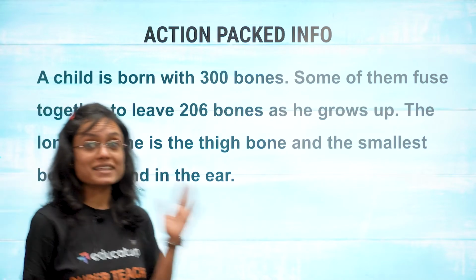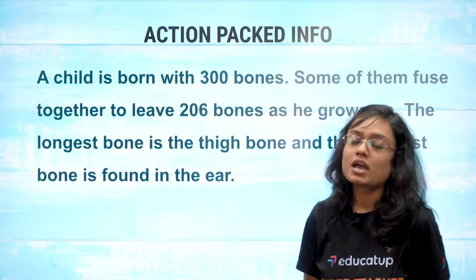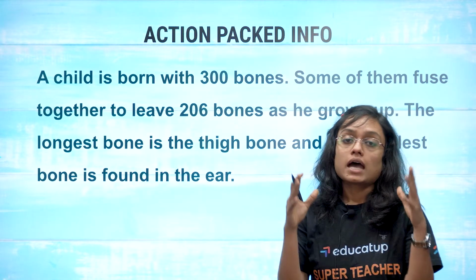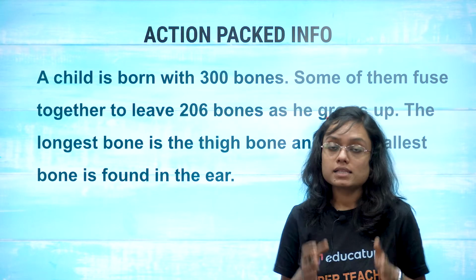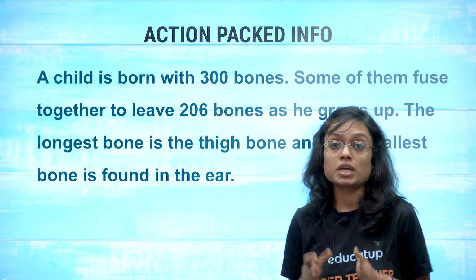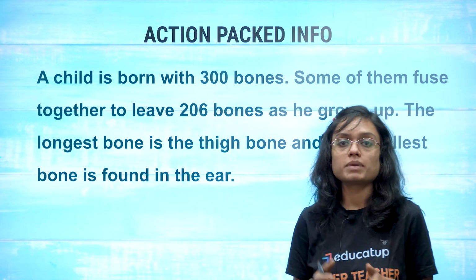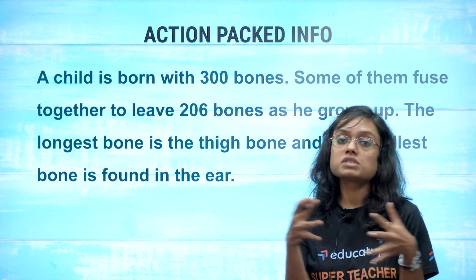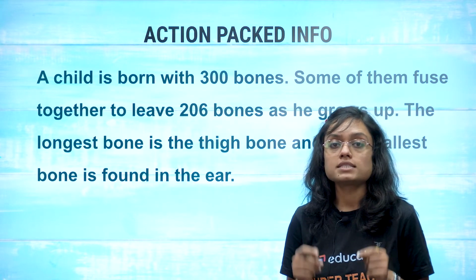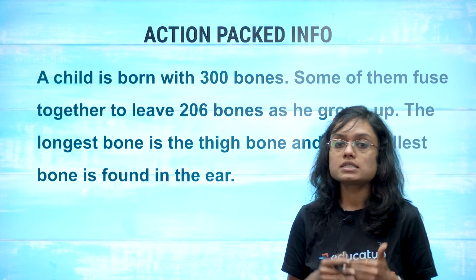Okay, action-packed info, guys. Pay attention. Something very important and exciting for you. A child is born with 300 bones. When a baby is born, in his or her body, we have 300 bones. But as a child grows in age, some of the bones fuse together and the total number that remains is 206 only. So an adult human being has 206 bones.